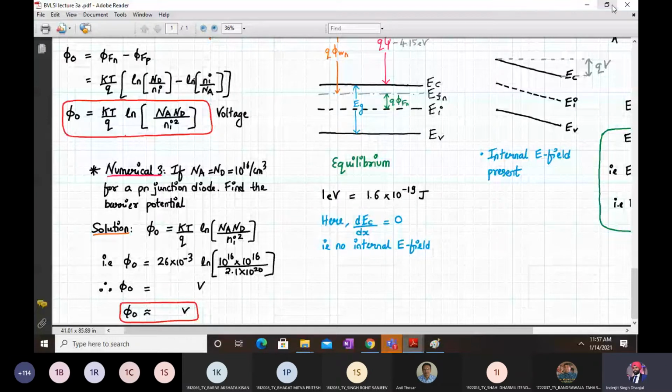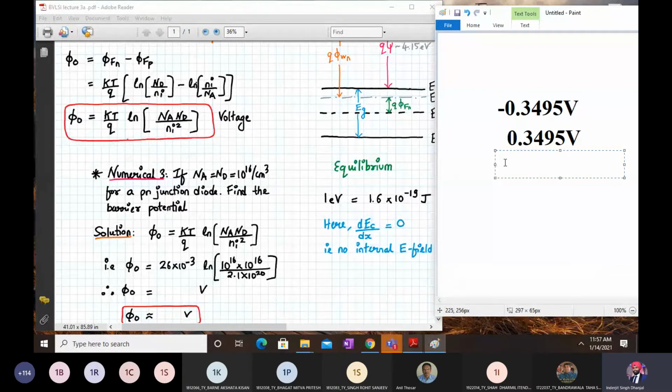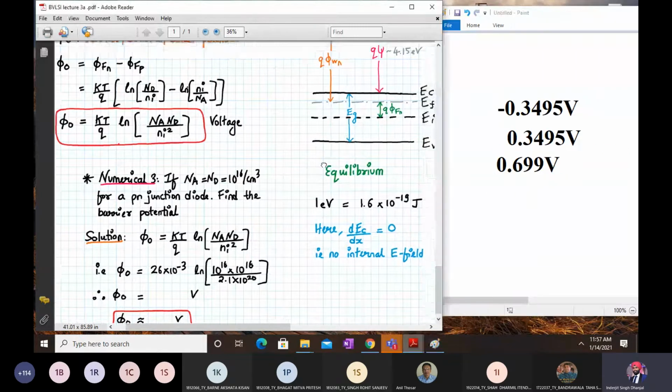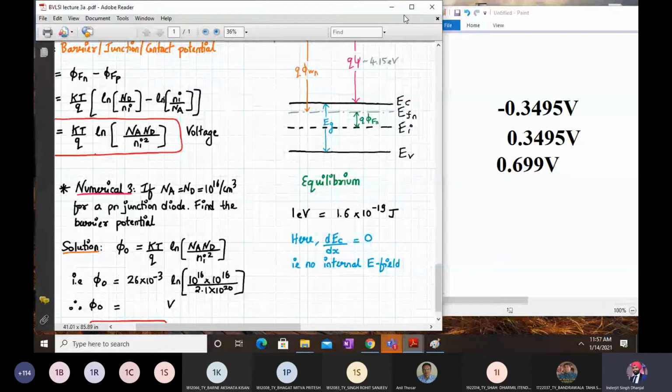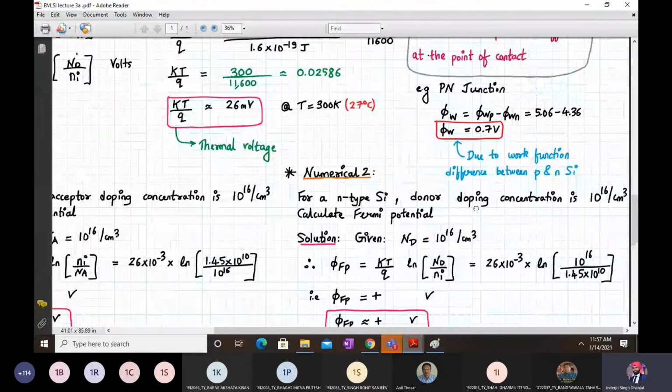Yes, you all are giving me the answers. The answer which I am receiving is 0.6999 volt, correct? Can anyone relate why this answer is coming? It is the same answer, 0.7 volts, which we got here also.